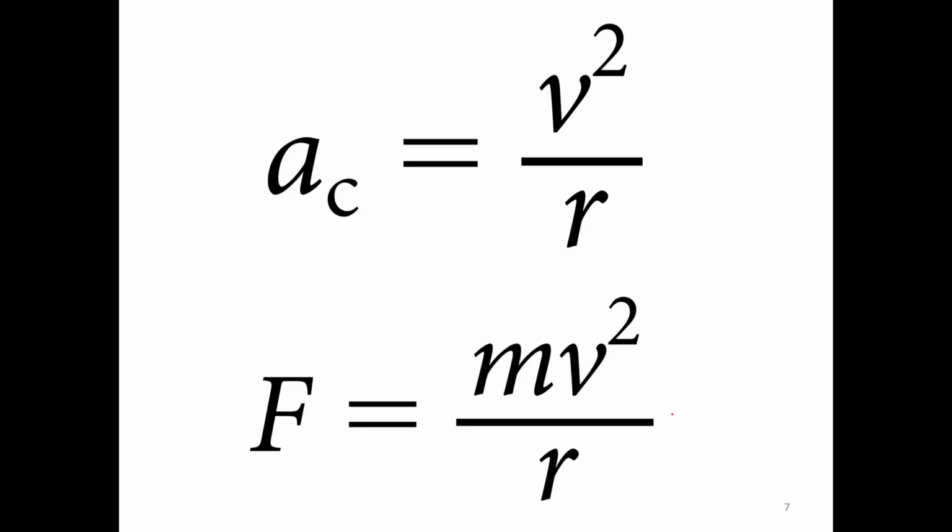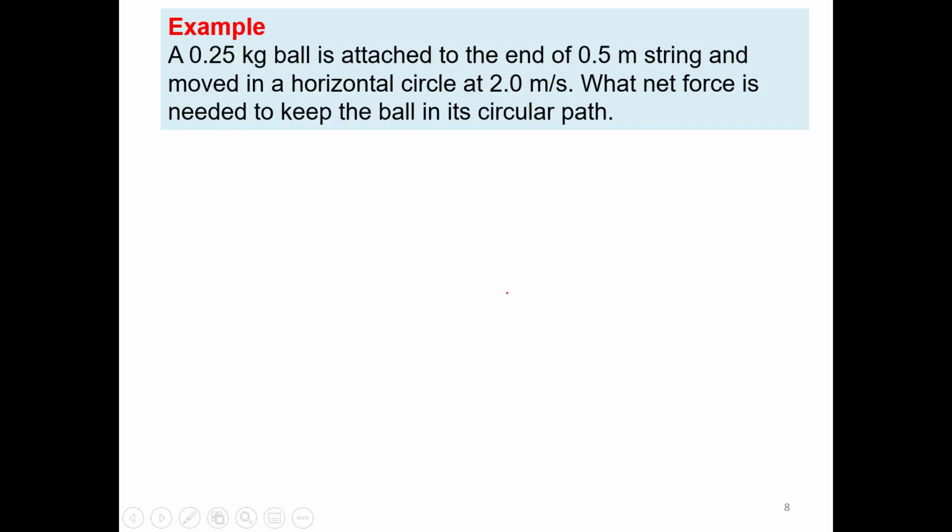These are the two equations we will apply to solve any problem related to circular motion. This is the centripetal acceleration. Remember, this is the tangent velocity of the object, this is the radius of the circular path, and this is the mass of the object moving in a circular path. Now let's try to solve this problem.